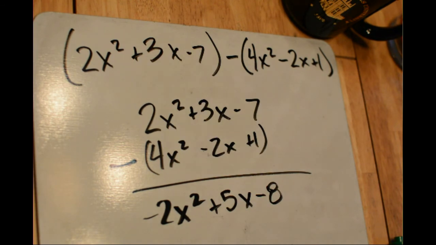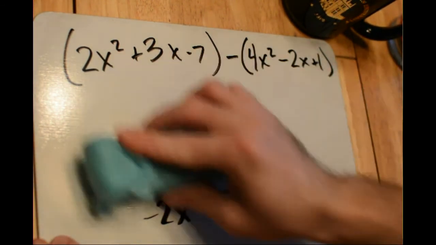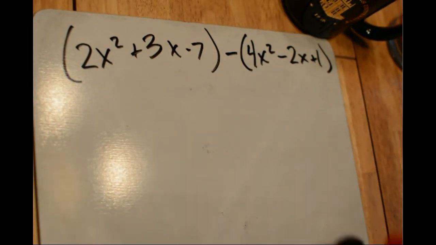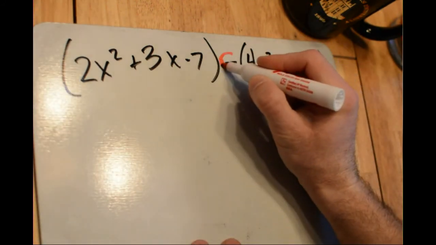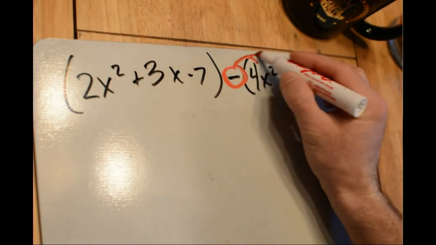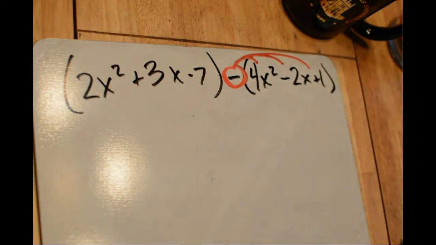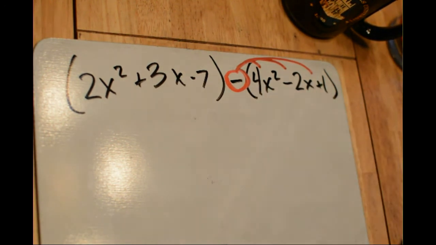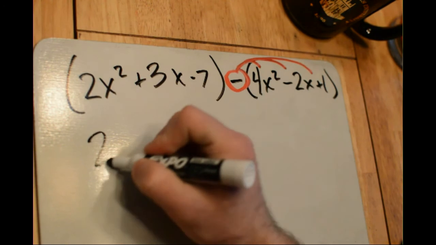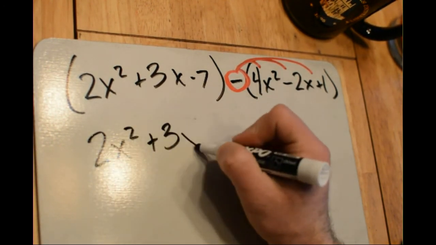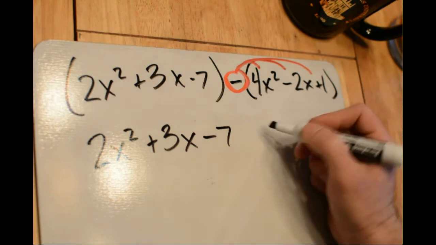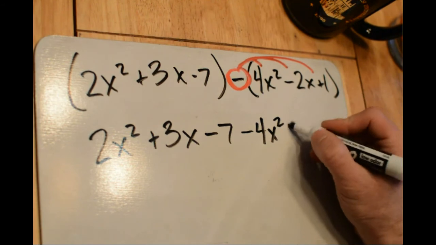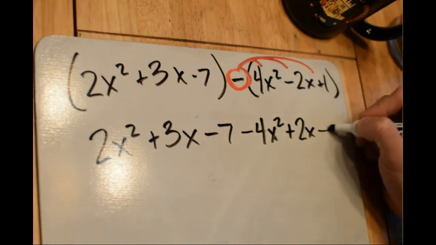I want to take a look at the second strategy using the horizontal method. And what you should do here, if you're subtracting these in a horizontal way, is treat this like it's a negative 1 out here, and you're going to distribute that negative through to everything inside those parentheses, because this entire quantity is being subtracted, so we're subtracting each piece of it. So I'm going to take this first one and write it out just as it is, 2x squared plus 3x minus 7. I'm going to distribute through that negative, so minus 4x squared minus negative, so plus 2x minus 1.